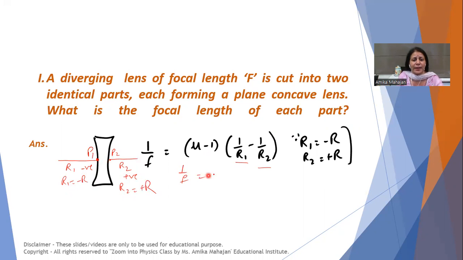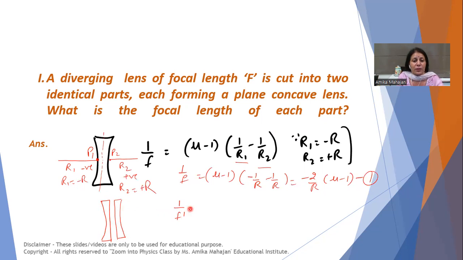After putting value, what I get? 1 by f equal to mu minus 1 into minus 1 by r minus 1 by r. So it is minus 2 by r into mu minus 1. This is first equation. But if I divide this lens into two identical parts, what I get? I get two plano-concave lenses. But I consider one such lens first. So I have to find focal length of each part. So I will find focal length of one part.